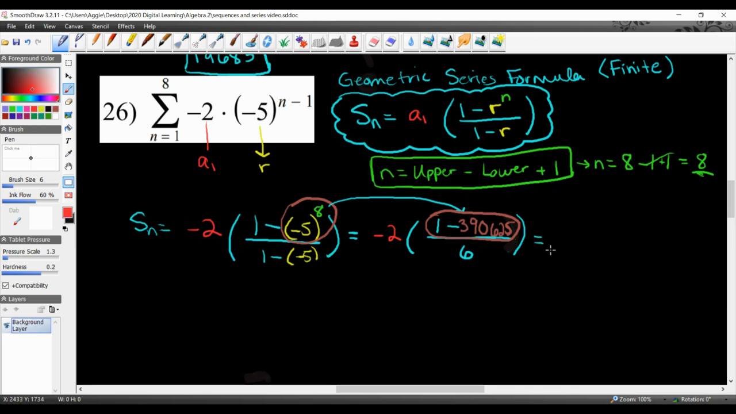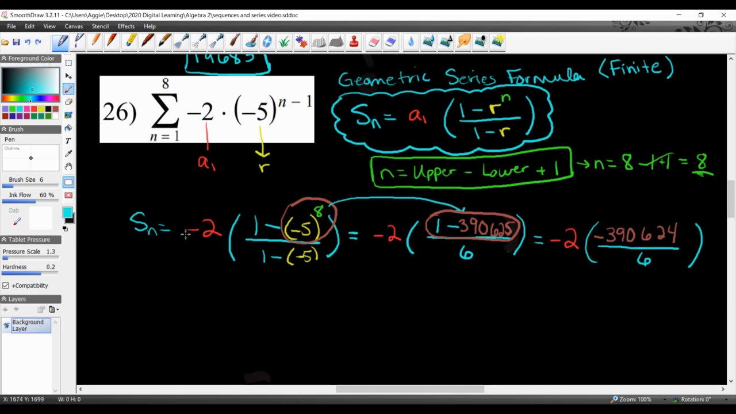Okay, so my -2 is still there. So -2 is still in front. And 1 minus all of that is just going to give me negative 390,624. Okay, just subtract 1. Divided by 6. Okay, from here you can do a couple things. You can either multiply the -2 and then divide by 6.